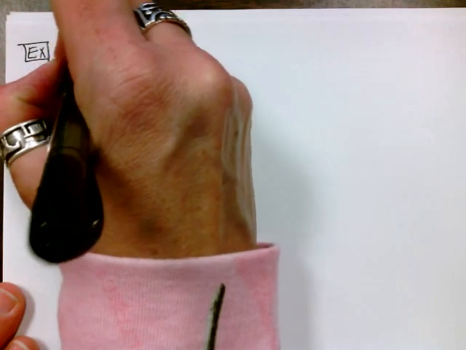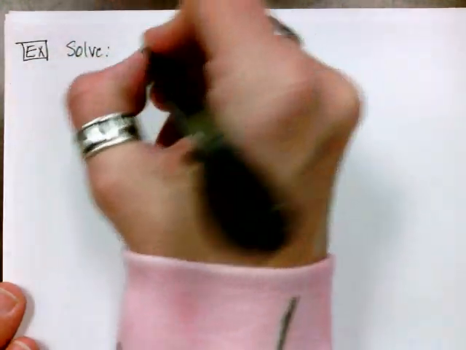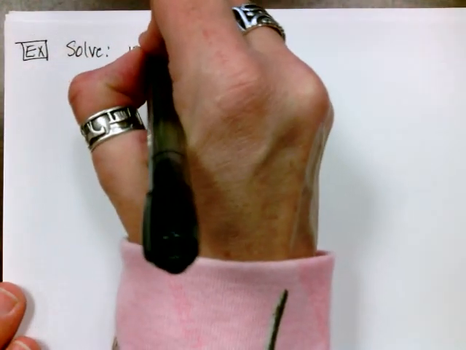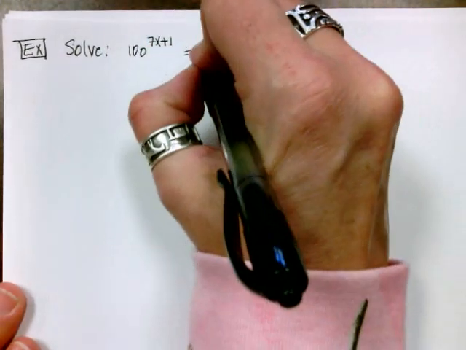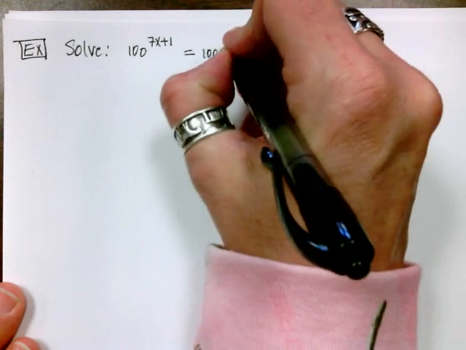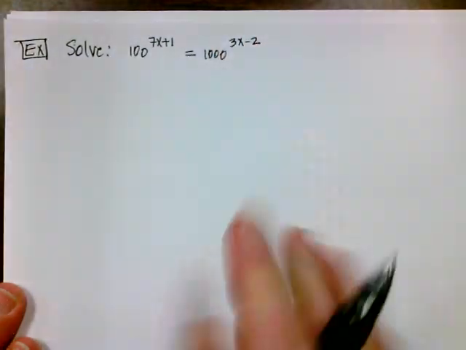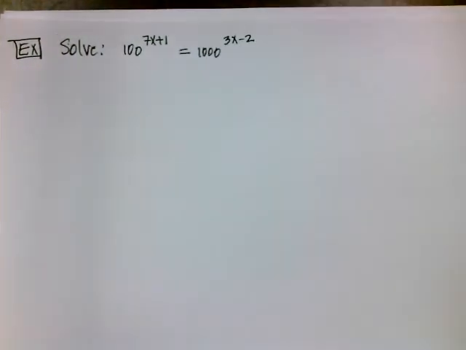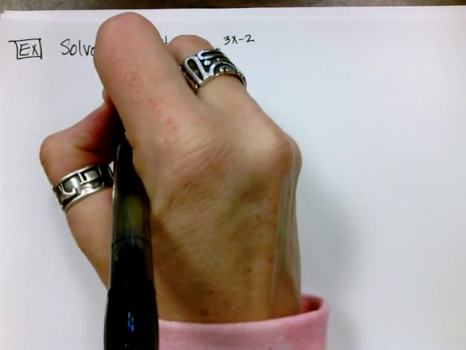Okay, again we're going to solve. This one says 100 raised to the 7x plus 1 is equal to 1,000 raised to the 3x minus 2. Again, this is an exponent form. I can get 100 by doing 10 to the second, and I can get 1,000 by doing 10 cubed. So I'm going to keep them in exponent form.